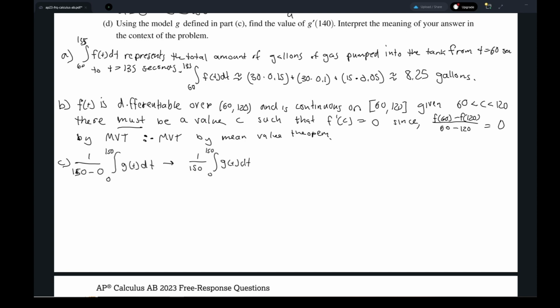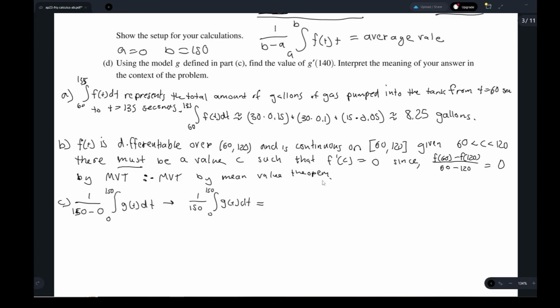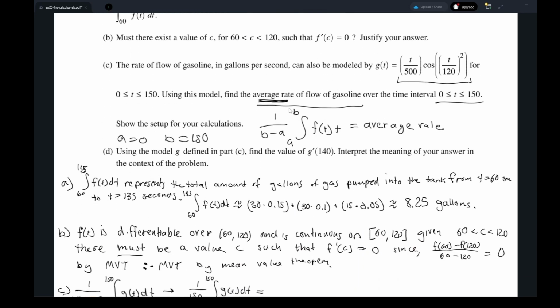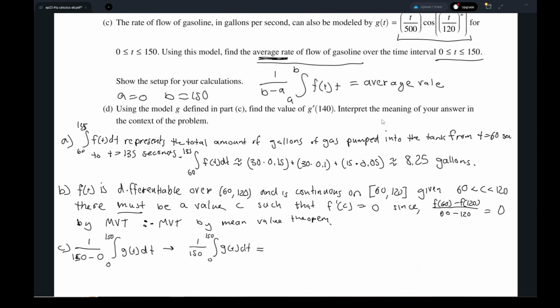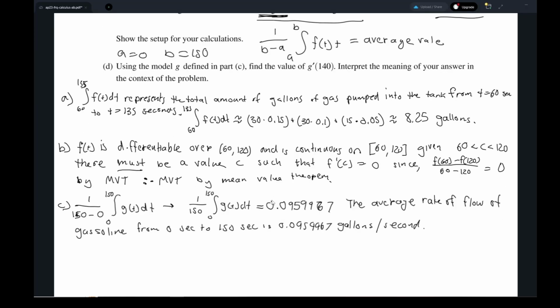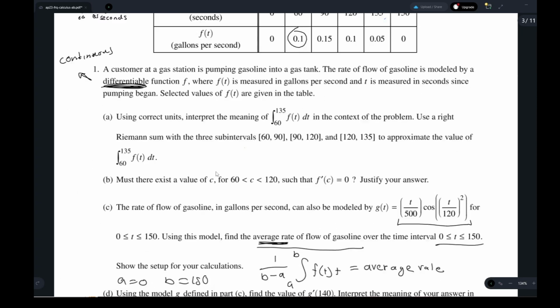And then because it's a calculator section, you don't need to show your work, and you just need to show that it equals whatever that equals. And we're going to go ahead and put this into our graphing calculator and evaluate it. And my answer is going to be 0.09599. So the average rate of flow of gasoline over the time interval is going to equal whatever value I just got, so 0.096. That's it. And you could round your answer if you want. So now we're moving on to part D, which is the last part of this question.